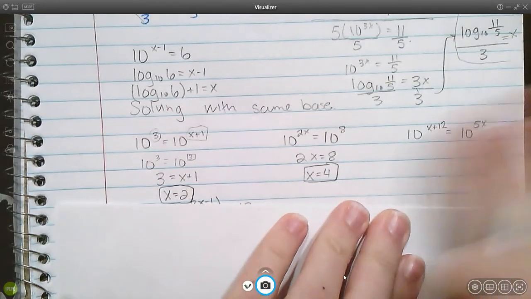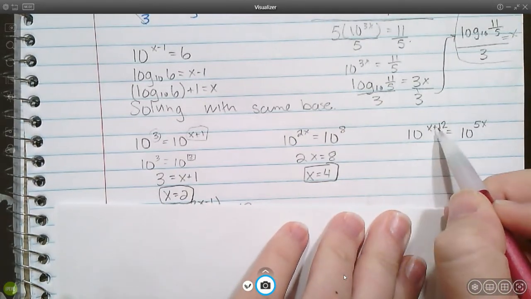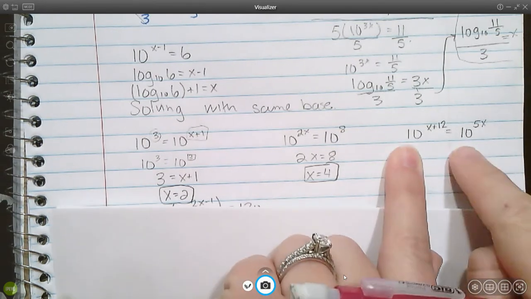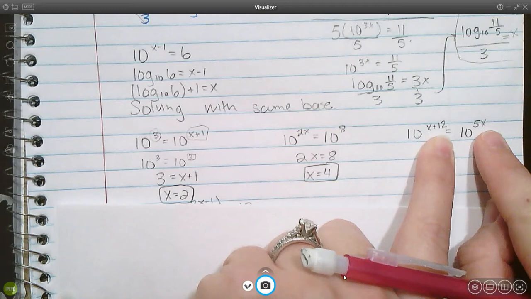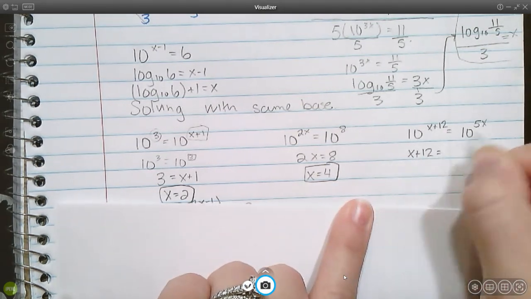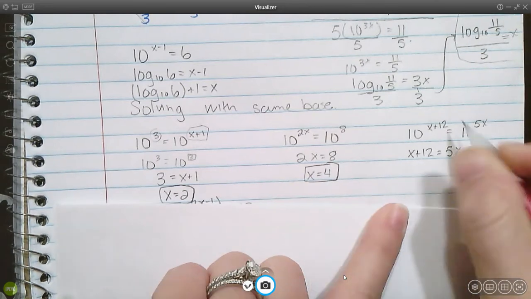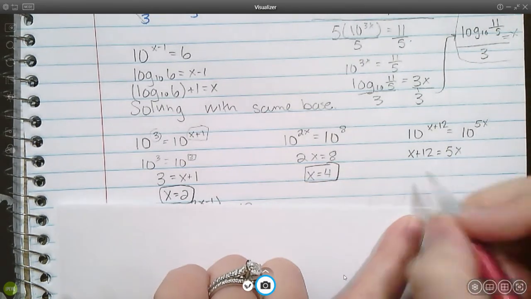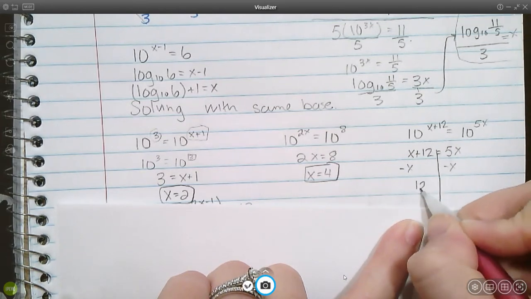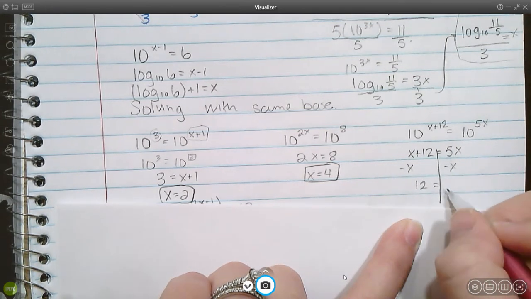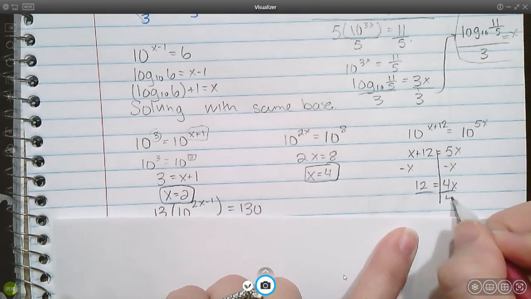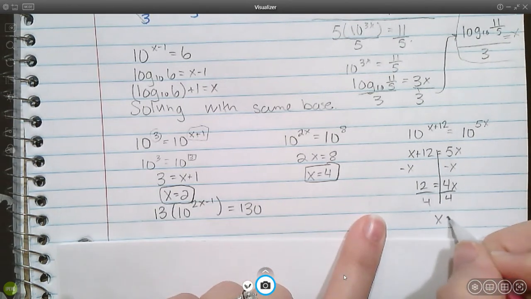Okay, this one, we have 10 to the x plus 12 equals 10 to the 5x. So again, same base. So that means the exponents have to be equal. So you have x plus 12 equals 5x. So we want to get all of our x's on the same side. So we're going to subtract x. So we have 12 equals 5x minus x is 4x. And then divide both sides by 4. And you get x equals 3.